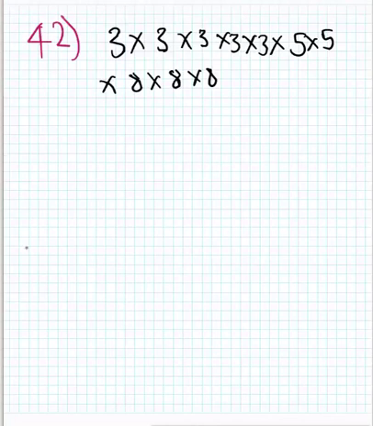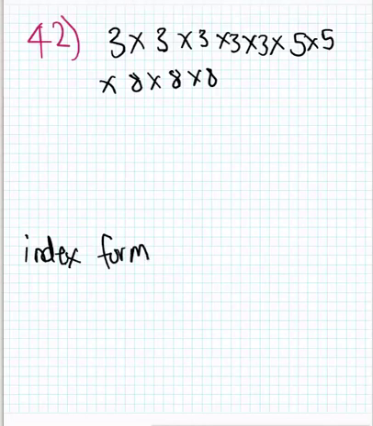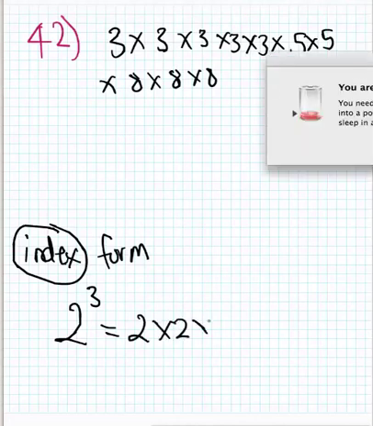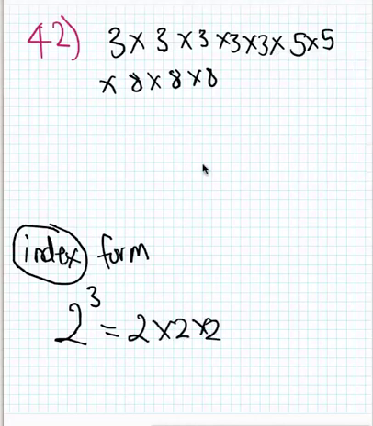So remember, index form, we know index means index numbers or powers. For example, this number here, 2 to the power of 3, this is index form. In expanded form, I would have 2 times 2 times 2. So now the question is asking us to put this in index form. So we should have something like this.